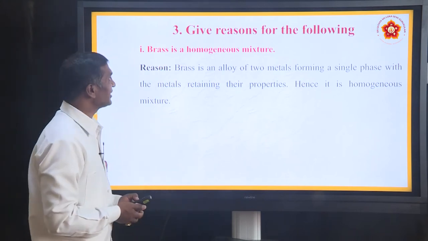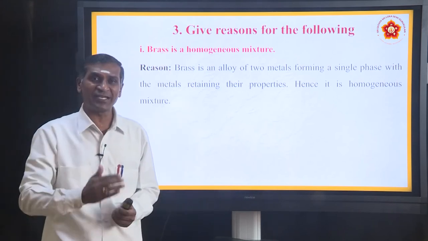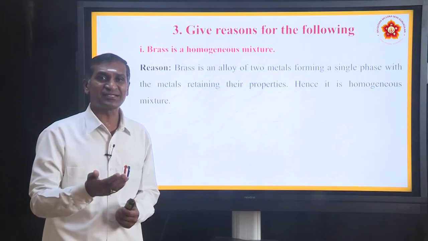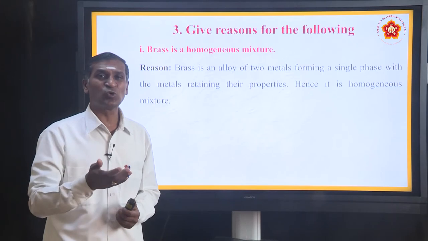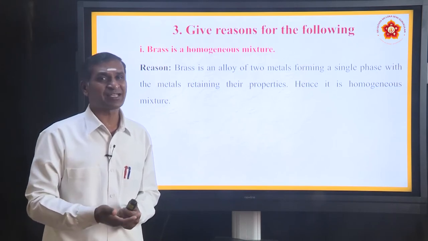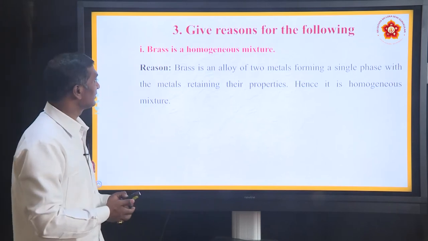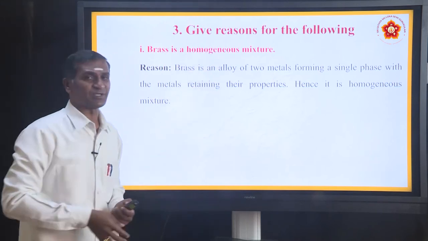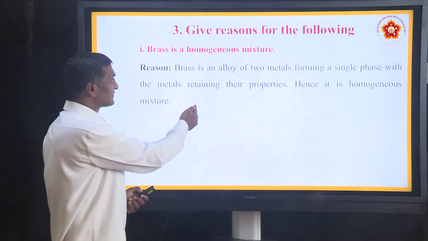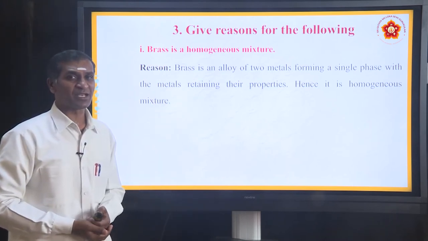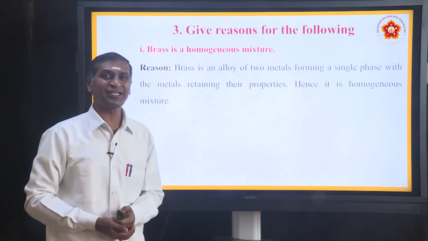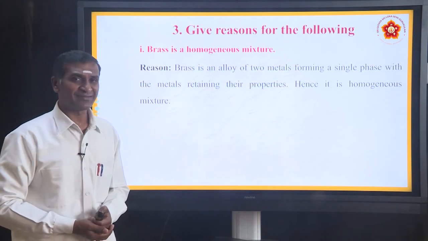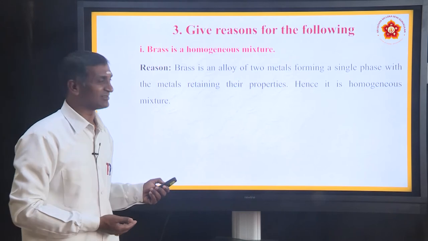Dear students, even the same question for give reason can be in another way also. Brass is an alloy. Why it is an alloy? Since it is a combination of two metals together. So it is an alloy. That is the other question. But the question is, brass is a homogeneous mixture. The answer is, brass is an alloy of two metals forming a single phase, with the metals retaining their properties. Hence, it is a homogeneous mixture.